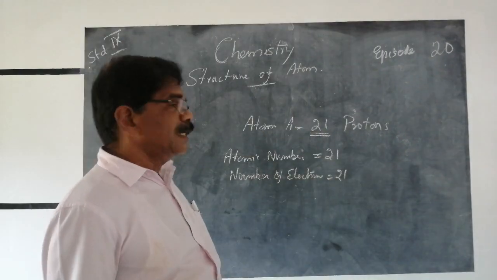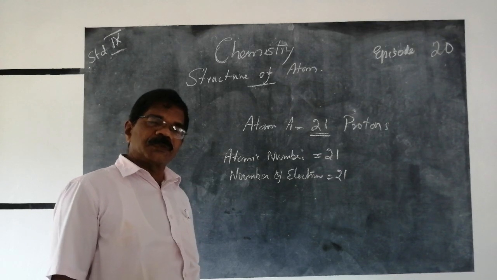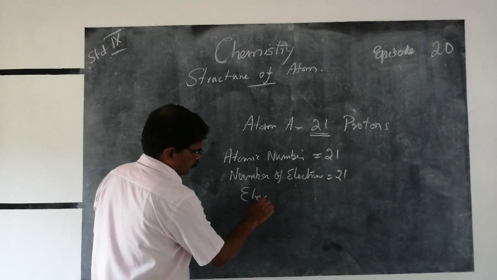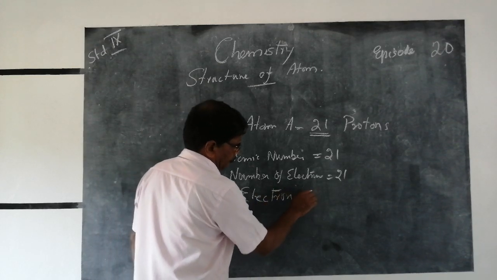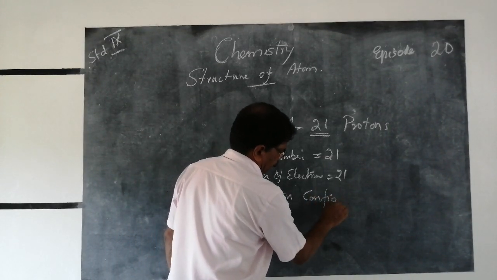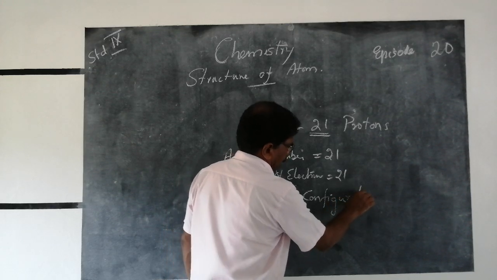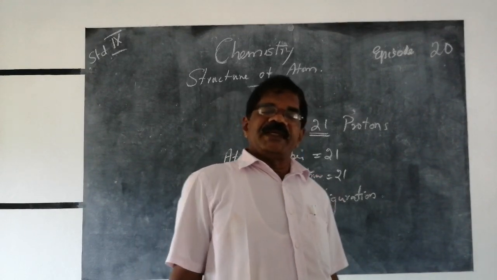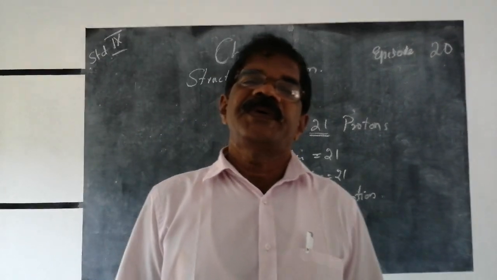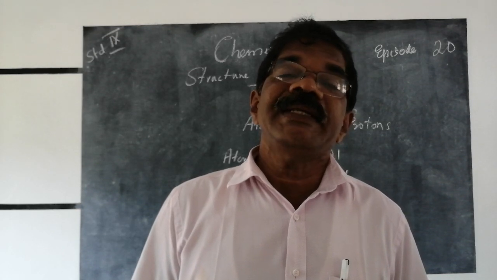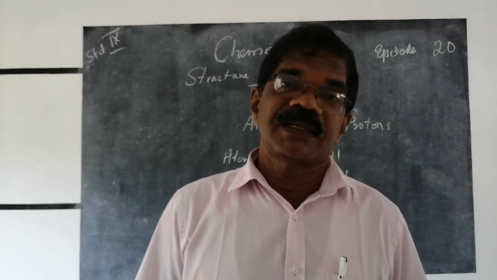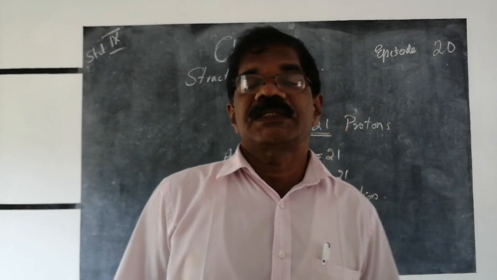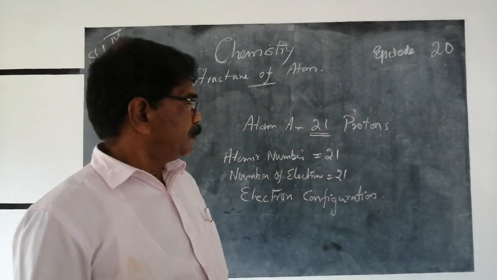Then we can write the electron configuration. What do you mean by the term electron configuration? The electron configuration means the arrangement of electrons in different shells around the nucleus.